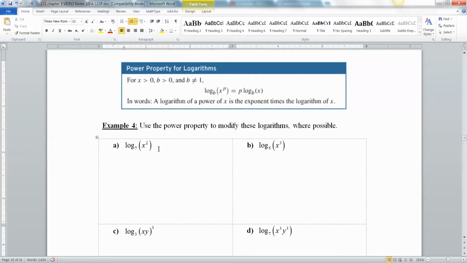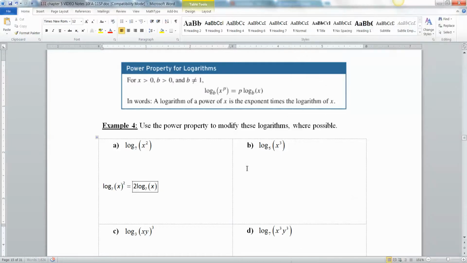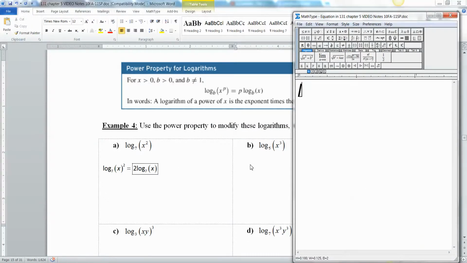Okay, so let me put this one to you. This one is log base 7 of x squared. That's equal to 2 times the log base 7 of x. Done. Right? I just wanted to modify these to use the power property. That's all we're practicing at this point. That's going to come in really handy in a bit. I know you don't believe me, but I swear.